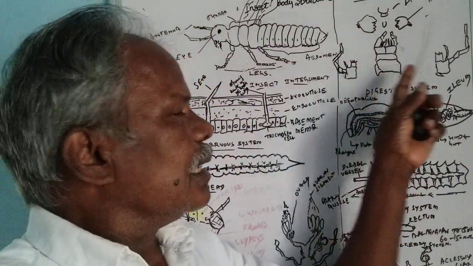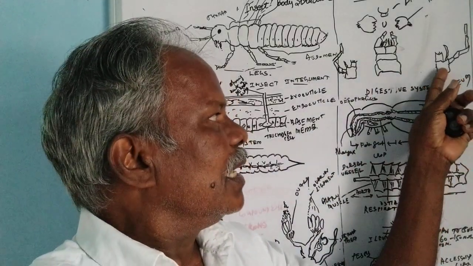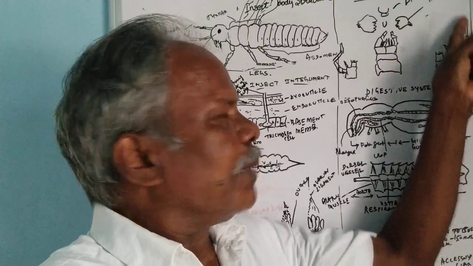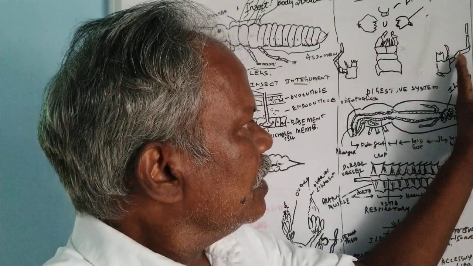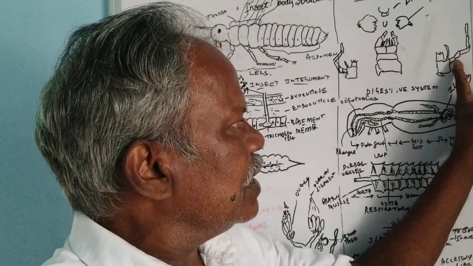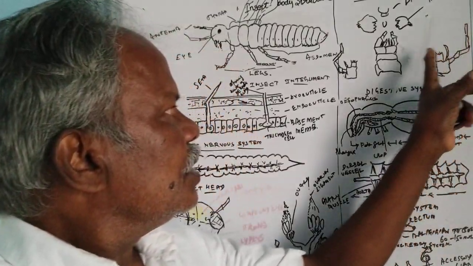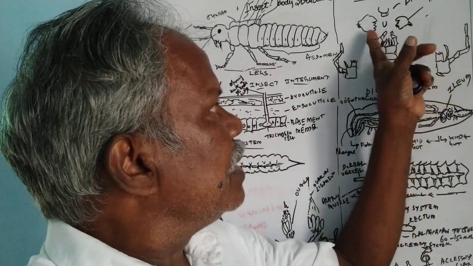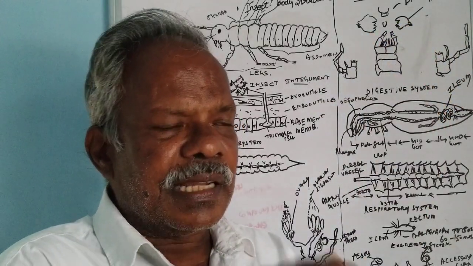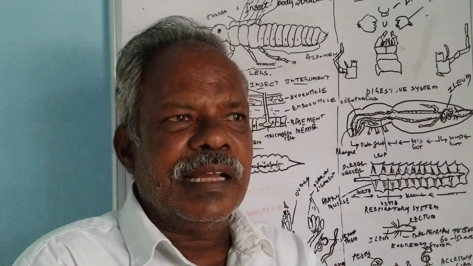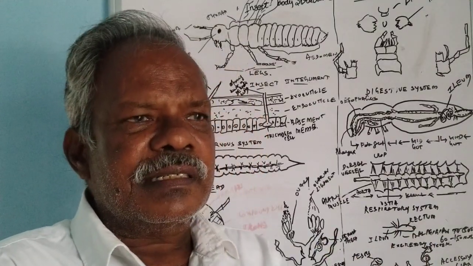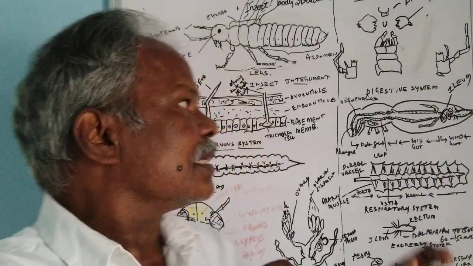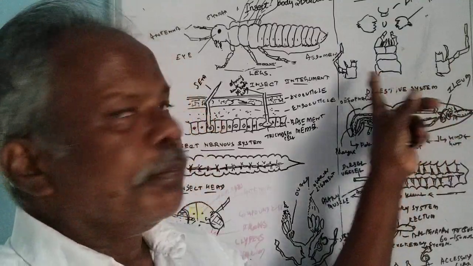Then on either side of the mouth there will be the cardo and stipes, and then the maxillary palp. Also 2 mandibles will be there, which are the grinding teeth, the teeth-like structures called mandibles. So this is with regard to the mouth parts.